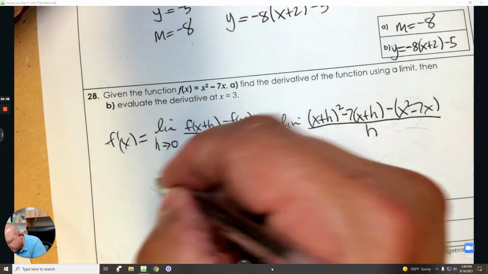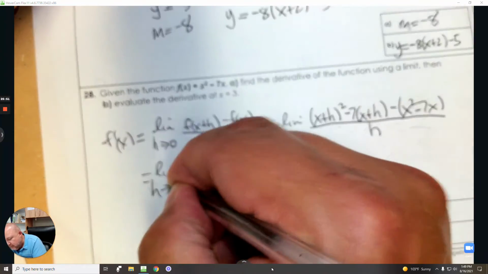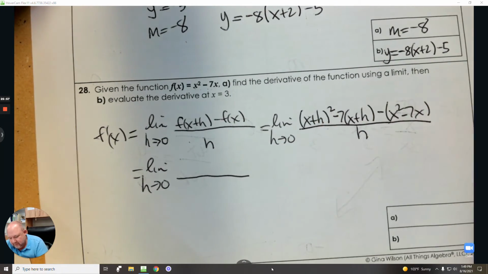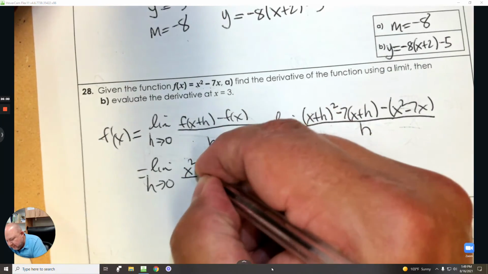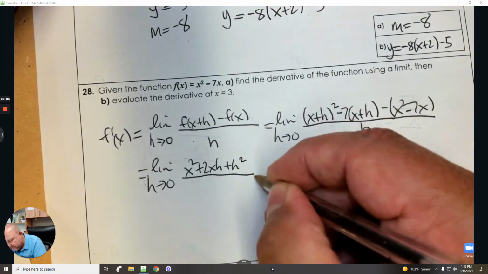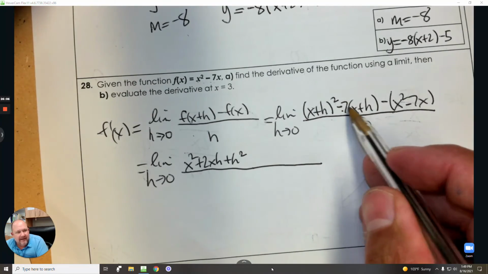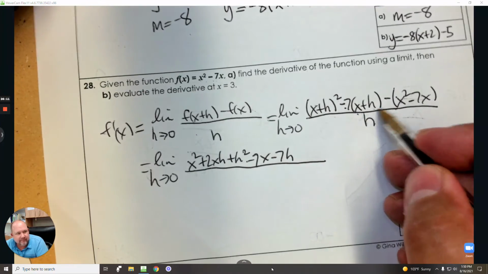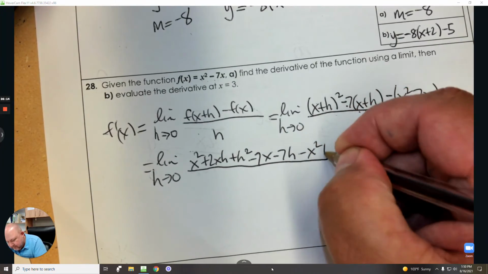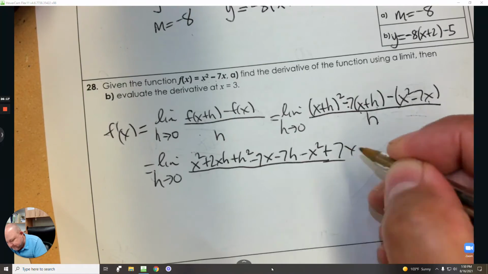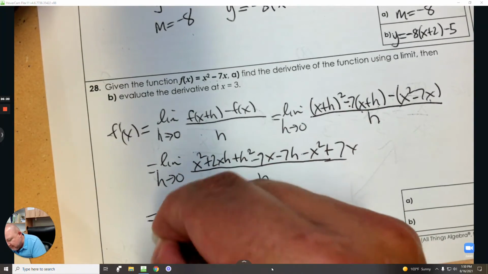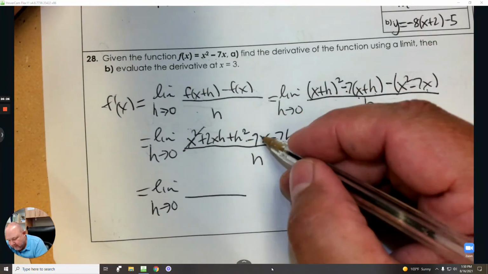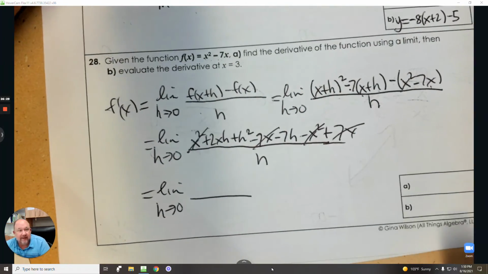All right, so in the numerator, we're going to expand it. x plus h squared. That's x plus h times x plus h. If you expand it, this is what it's going to look like. And then I have negative 7x. I have negative 7h. And then I have negative x squared plus 7x. That was the hardest part. Now we get to cross things out. So x squared and negative x squared, negative 7x plus 7x, they all cross out.